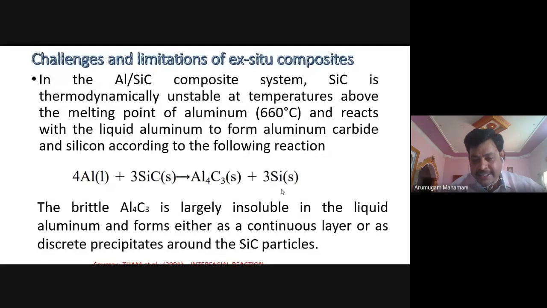Al4C3 and Si. So this intermediate reaction will happen. After 660, okay, if you are melting up to 600 or 620, there is no problem. If it reaches beyond 660, you will get this Al4C3 formation. Once this Al4C3 formation comes, immediately the mechanical property will be affected.